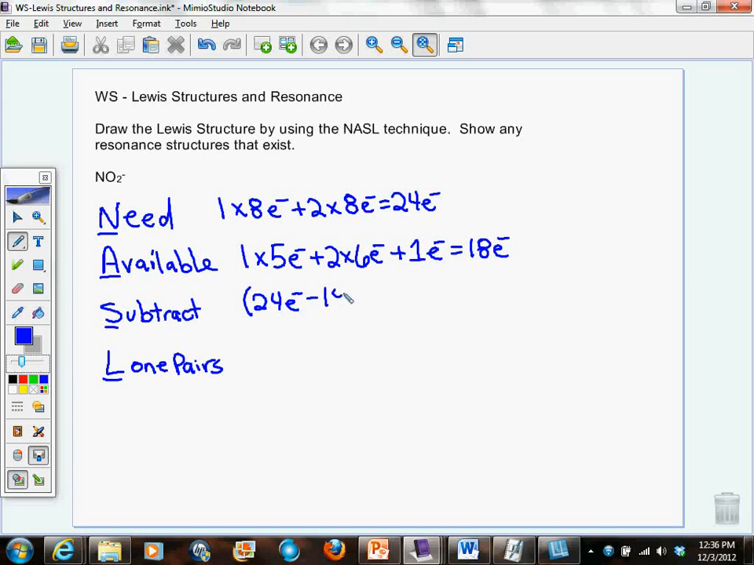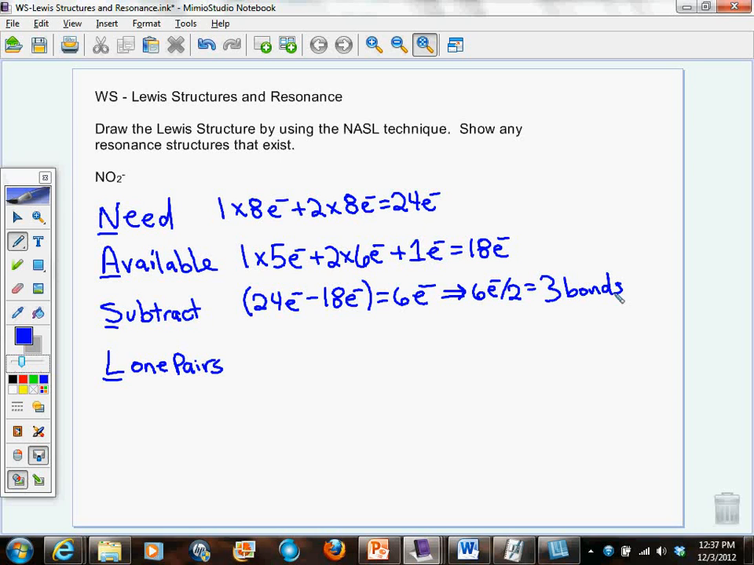but we only have 18. So what this means is that we're going to have 6 electrons that need to be shared. If we have 6 electrons that are shared, let's take the 6 electrons, divide by 2, and that's going to be 3 bonds. So 3 bonds will be formed. Now let's figure out how many lone pairs we're going to have on these. This will help us draw the picture.